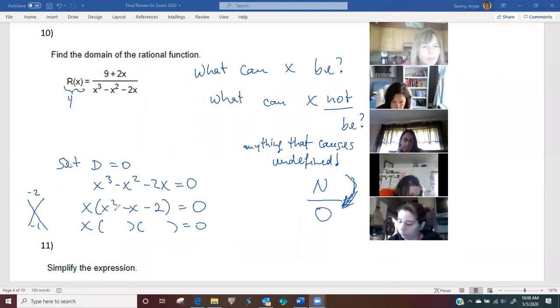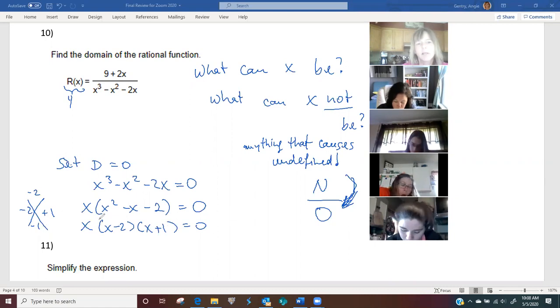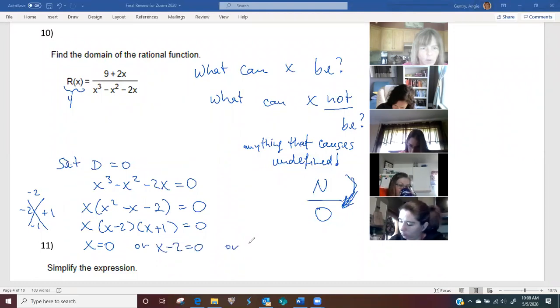Okay, so did you find the numbers? I need a -2 for product, so -2 times 1 is -2. -2 plus 1 is -1, true. So you put them in there: x minus 2, x plus 1. Then you have a times b times c equals 0. If any one of those equals 0, it makes the statement true, right? That's the zero factor law. So x could be 0, or x minus 2 could be 0, or x plus 1 could be 0. And then you isolate each one, right?